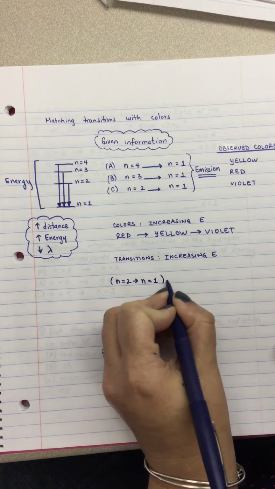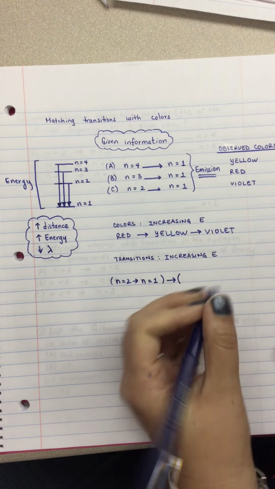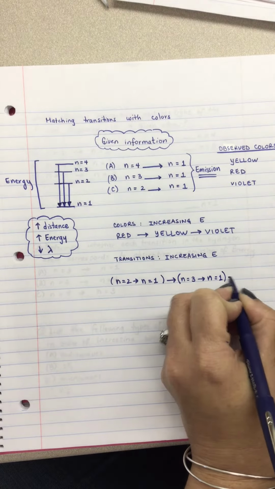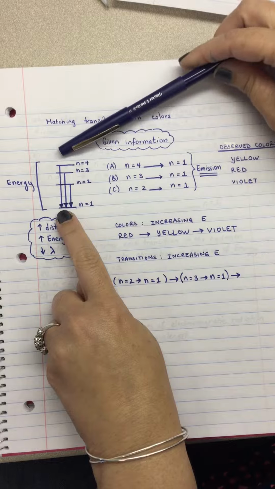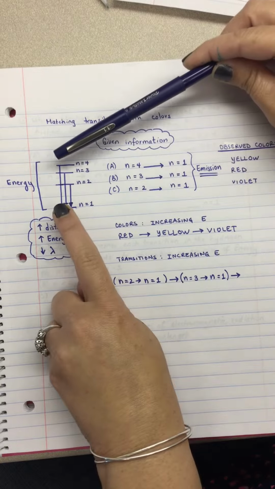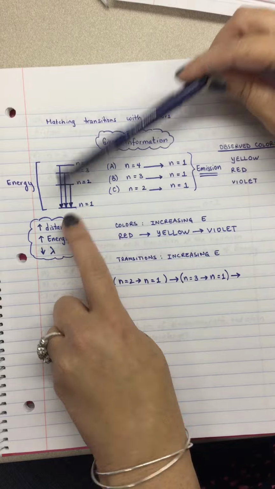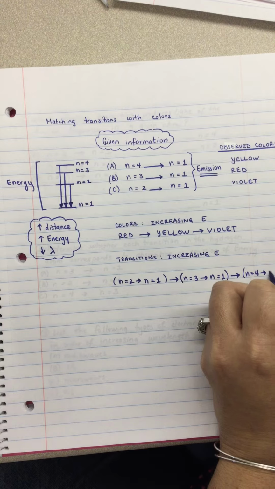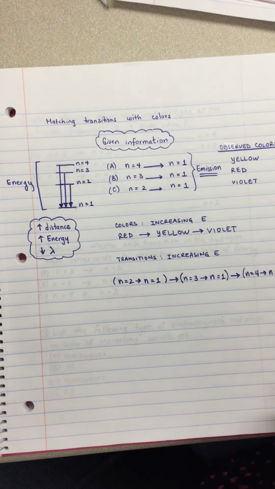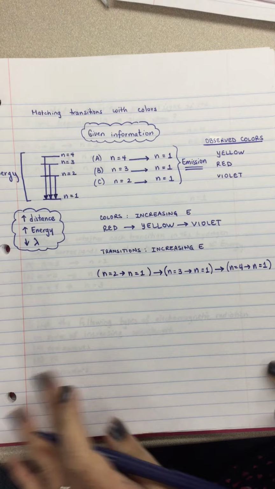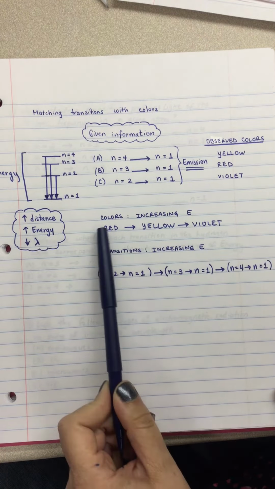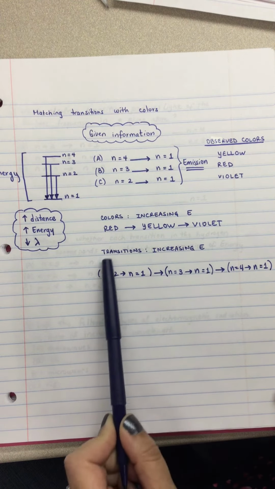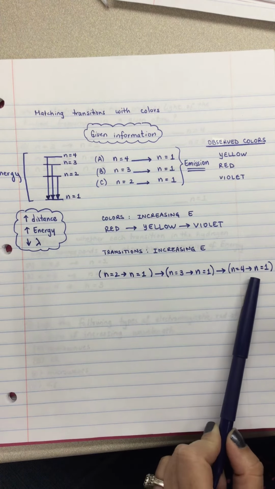That's the first transition. Then I have N3 to N1. And finally, the largest distance is when the electron moves from N4 to N1, which means that the bigger the distance, the higher the energy. And the last one should be your N4 going down all the way to N1. So increasing your colors arranges in increasing energy, and your transitions arrange in increasing energy too.